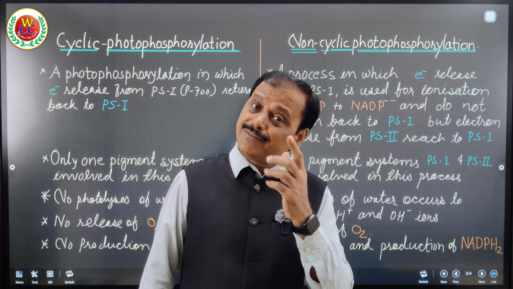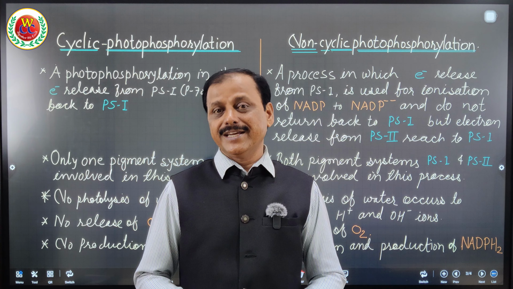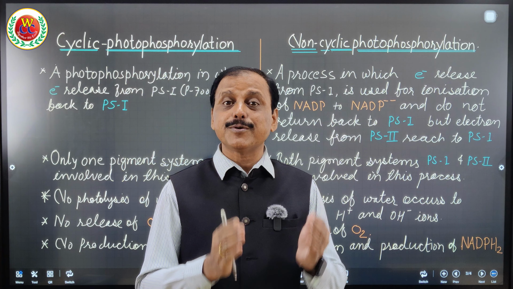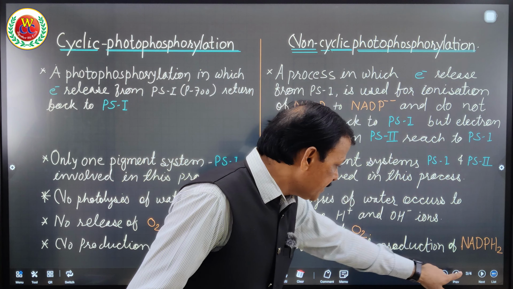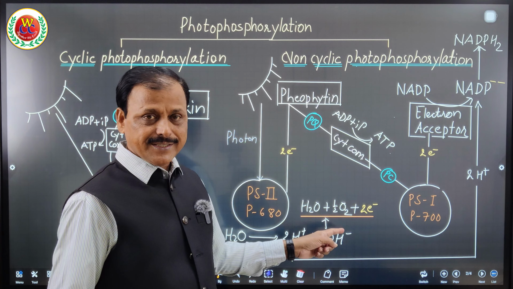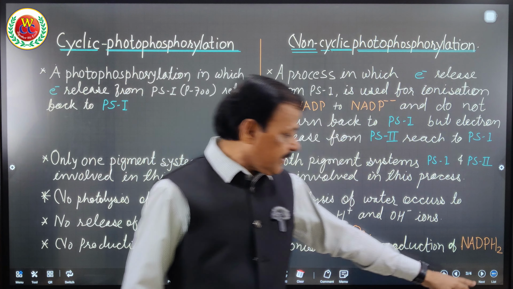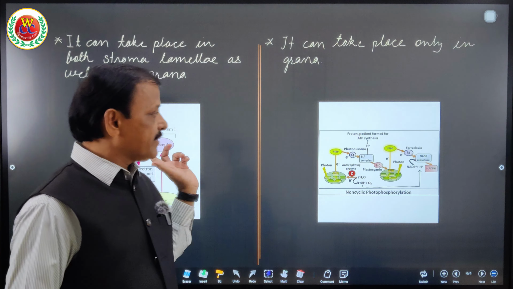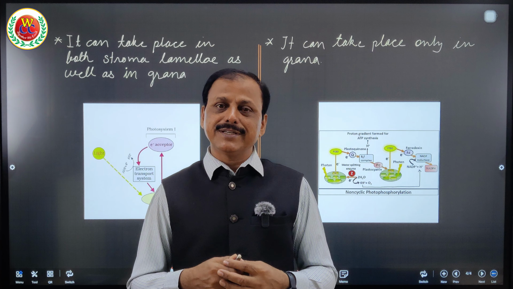A question can be asked for 5 marks: what is non-cyclic photophosphorylation? Explain it with the help of a schematic flowchart. So you have to explain this with this schematic flowchart. You will get 5 marks. As well, diagrams are available on the net. You can refer to them along with whatever I explained and gave.